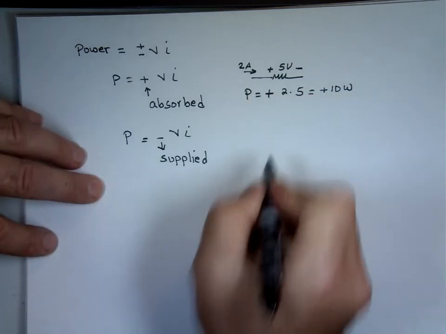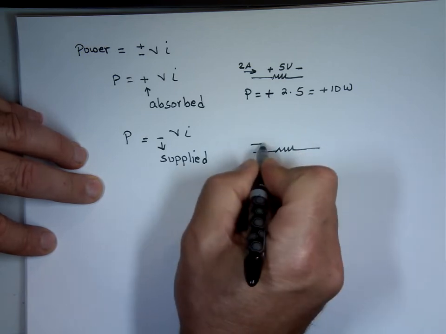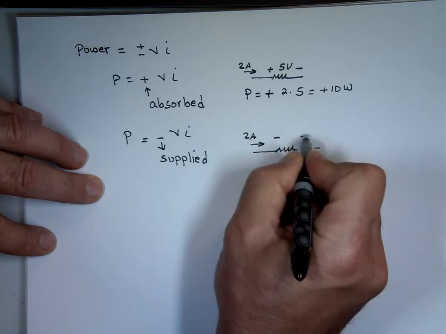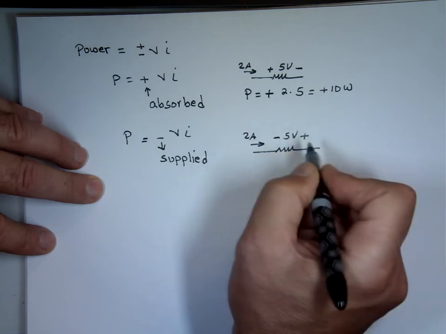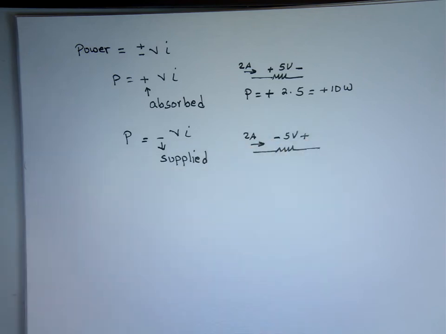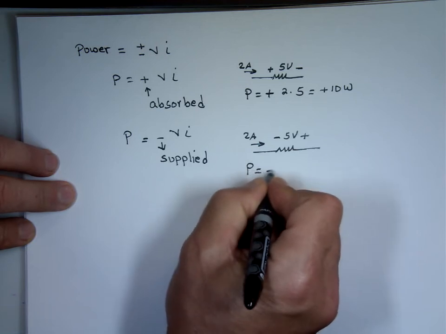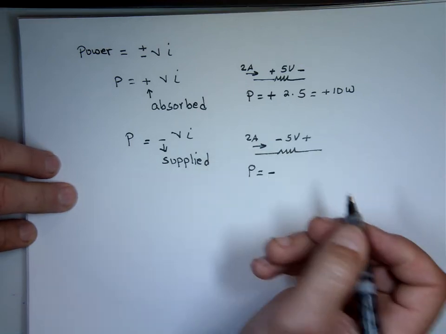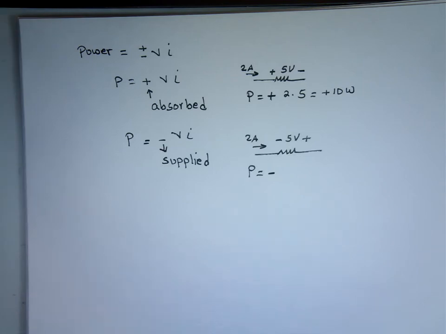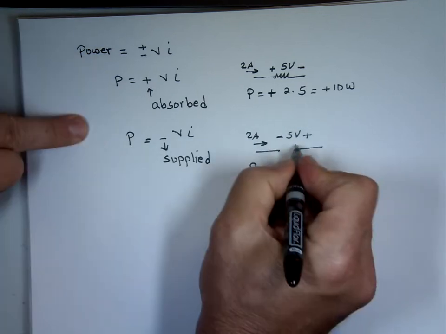On the other hand, if I have 2 amps, and this happens to be negative, positive 5 volts, somebody measures that, we find out this end is negative, that end is positive 5 volts, then the power in this case will be supplied. It's silly for a resistor to supply power, I'm just trying to make a point. So maybe instead of using a resistor, I'll just use an element here. I'm not telling you what's in the box here. How is that?